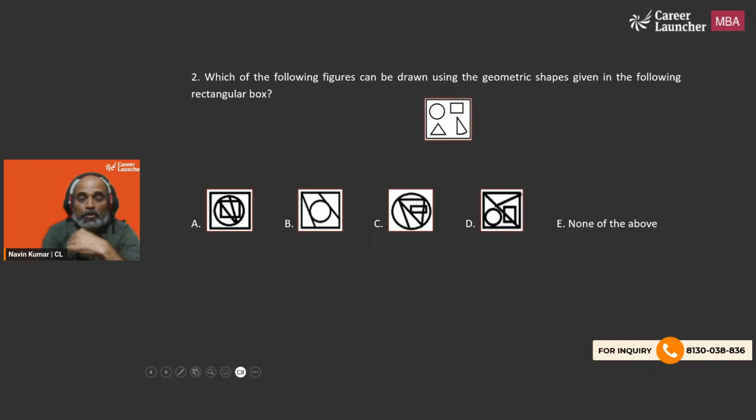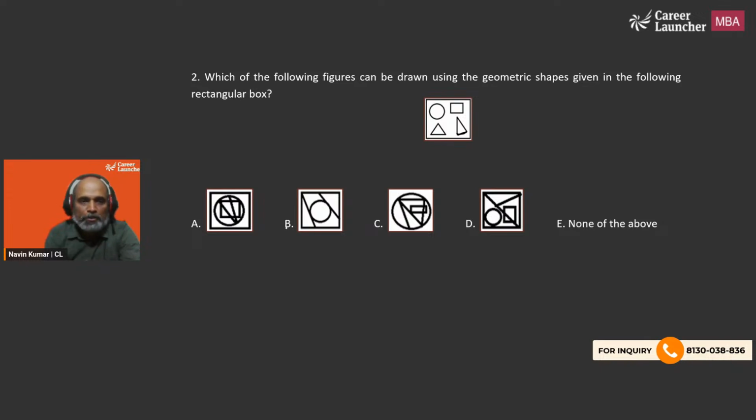Second, which of the following figures can be drawn using the geometric shapes given in the rectangular box? So there needs to be a circle, there needs to be a rectangle or a square shape, there needs to be a triangle, and then there needs to be a part of a circle, or it can be seen as a little tilted triangle. So it looks a little curved. So this is actually a straight line. So this is more like an isosceles triangle, right?